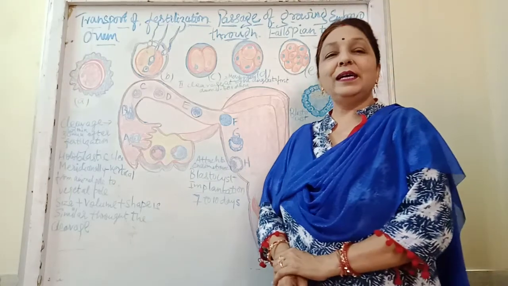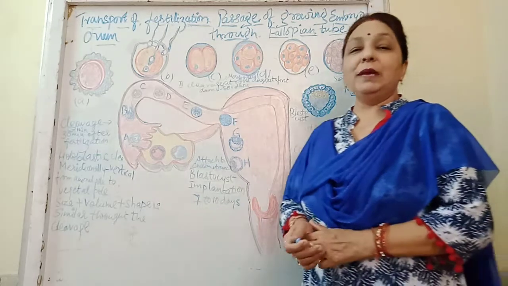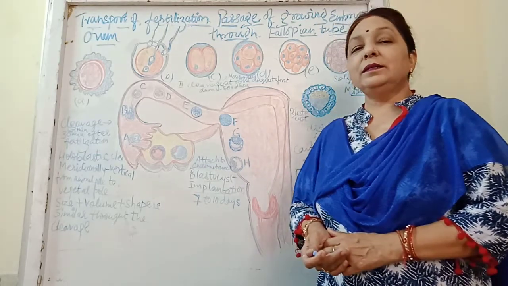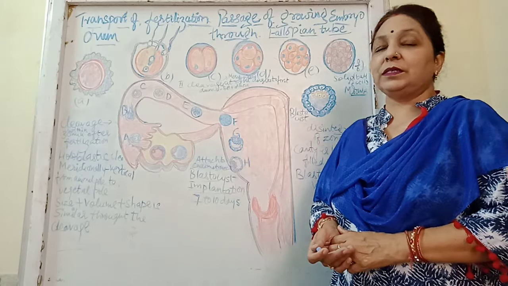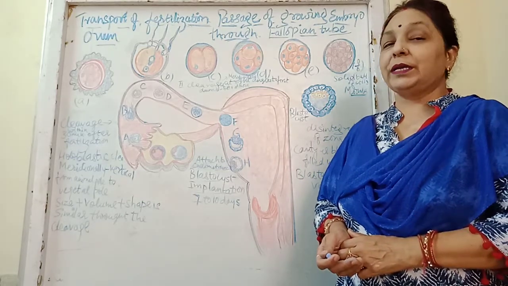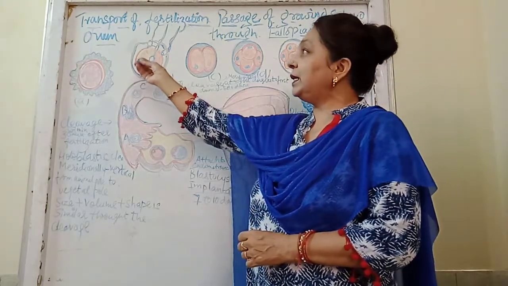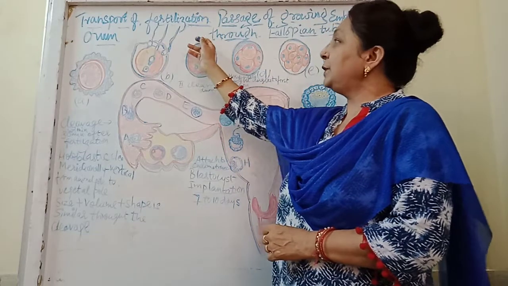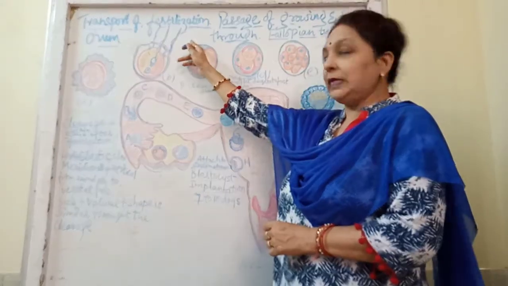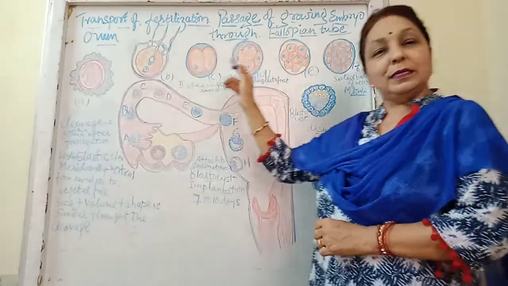Hello viewers, in my previous lecture I had explained to you various stages of the menstrual cycle as well as the process of oogenesis, which results in the formation of the secondary oocyte or ovum. Today I will be beginning with the transport of the ovum, the process of fertilization, and the passage of the growing embryo through the fallopian tube.